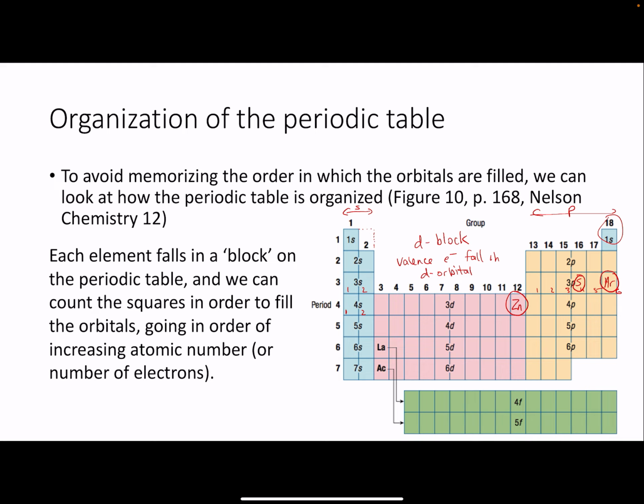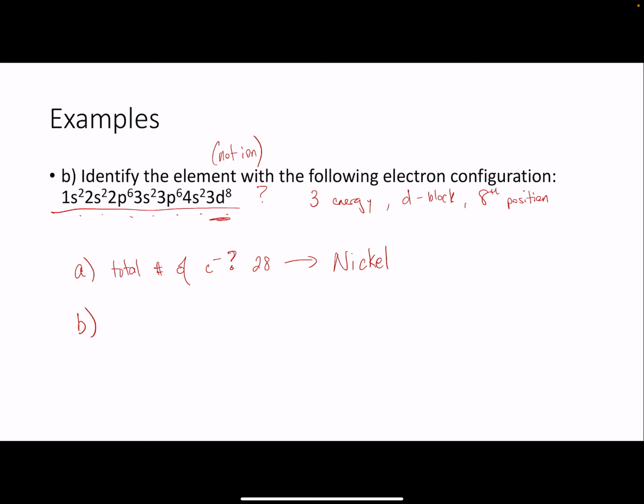So if I go to my periodic table, notice how the d block is beside the 4s orbital. So 3d: 1, 2, 3, 4, 5, 6, 7, 8. And if you have your periodic table with you, that is nickel. So 3d8 equals nickel. These electron configurations are useful because they tell us where the valence electrons are, how much energy they have, and they give us hints as to what ions can form.